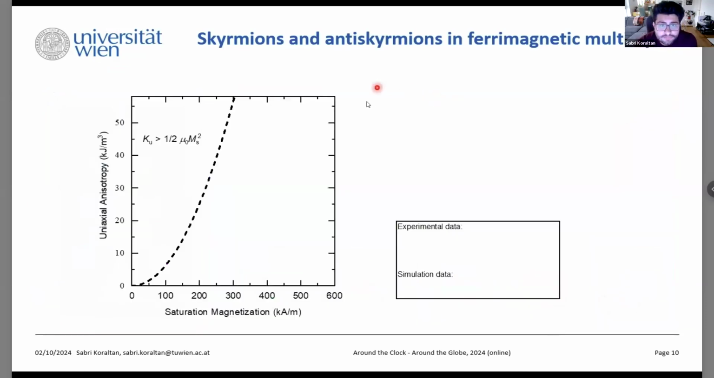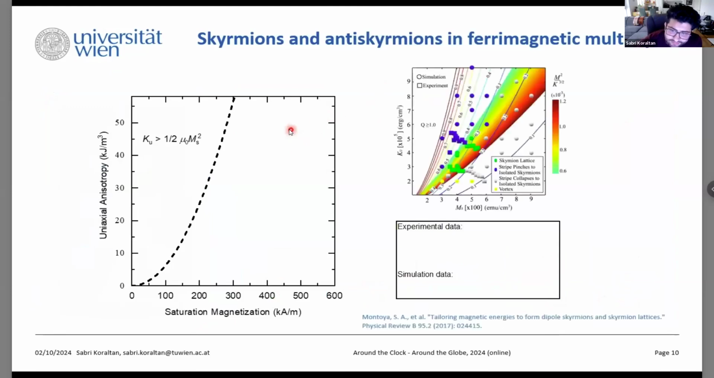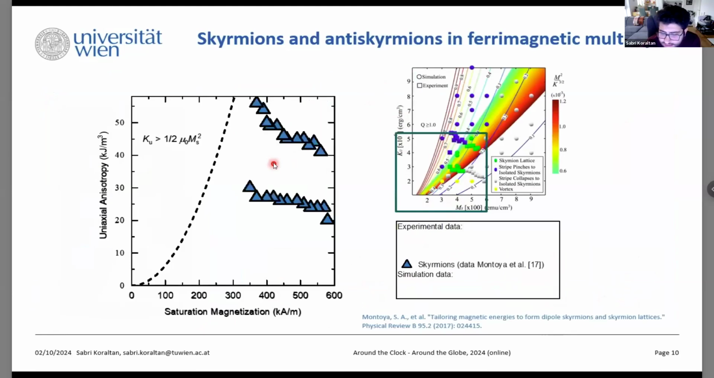Okay, so what did we do differently, let's say, from the work of Montoya? Let's have a look at what they first did. They measured the saturation magnetization as well as the uniaxial anisotropy. They put it in a very nice phase diagram and said, here we have a Skyrmion lattice, here we have some isolated Skyrmions, and so on. So we took their data and put it in our phase diagram.